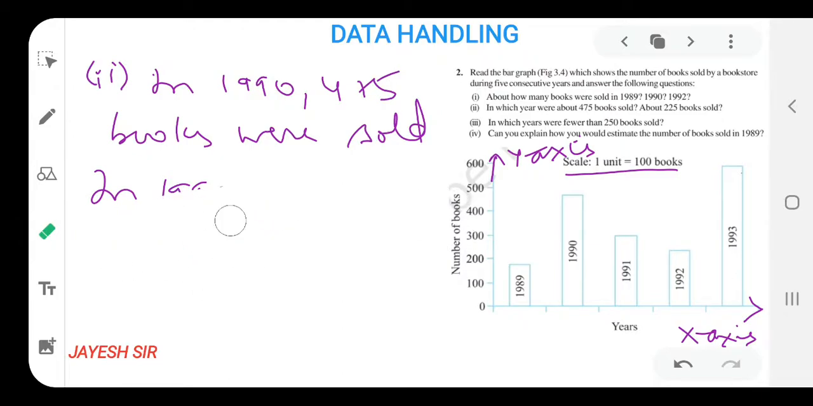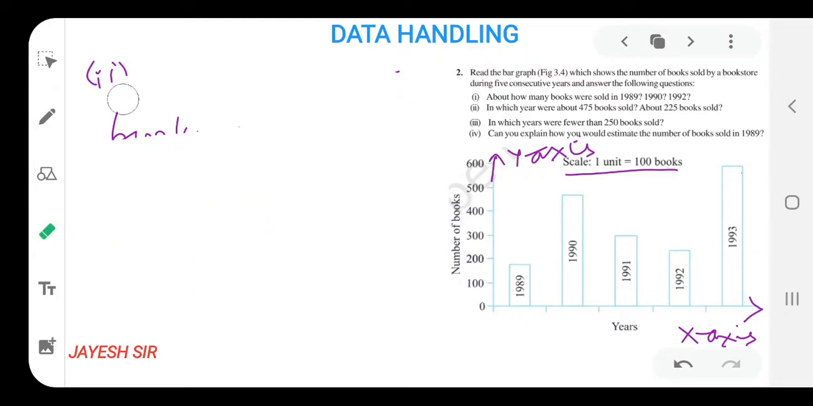So yes, one thing we have not done over here as we have done in the previous sum was writing the values for each and every bar graph. What is the value for 1989? It is 175. For 1990 it is 475. For 1991 we can say that it is 325. For 1992 we have written just now that it is 225. And for 1993, we can say it is 600 books. I hope you all might be getting it, friends.